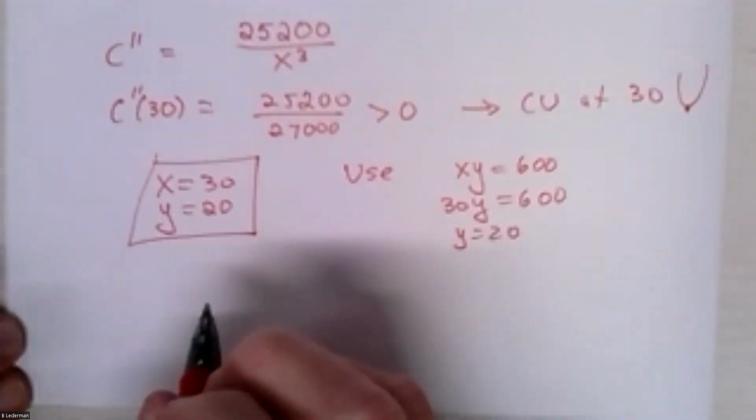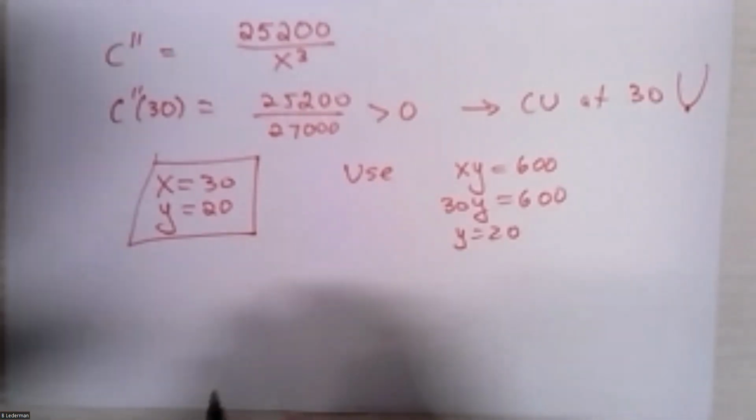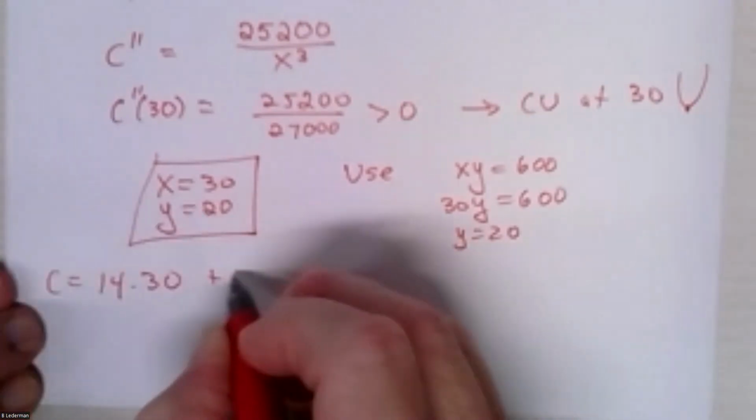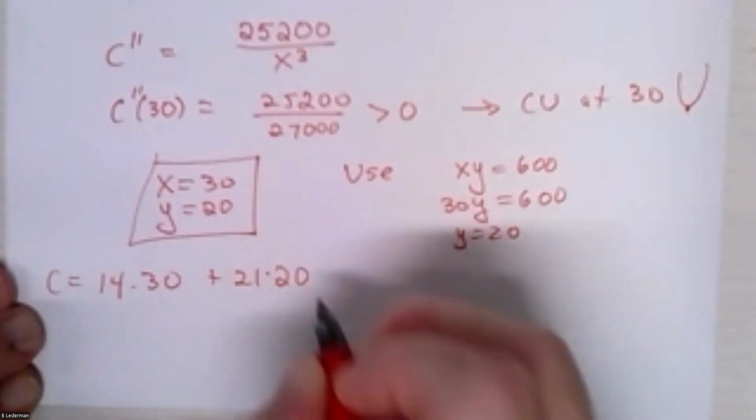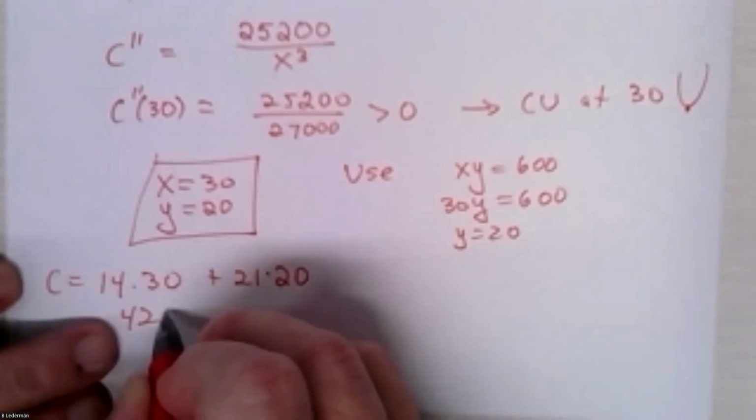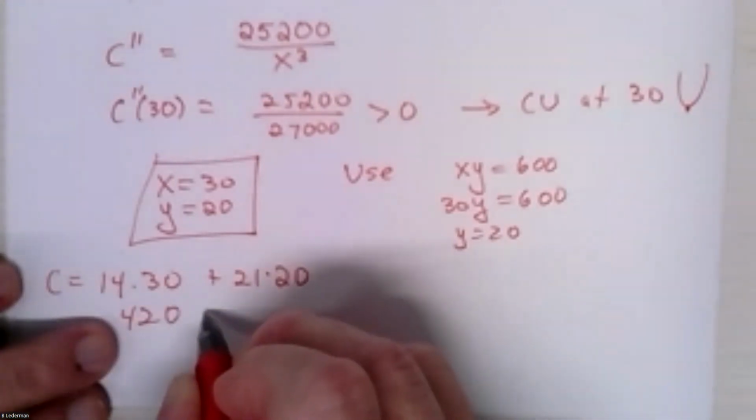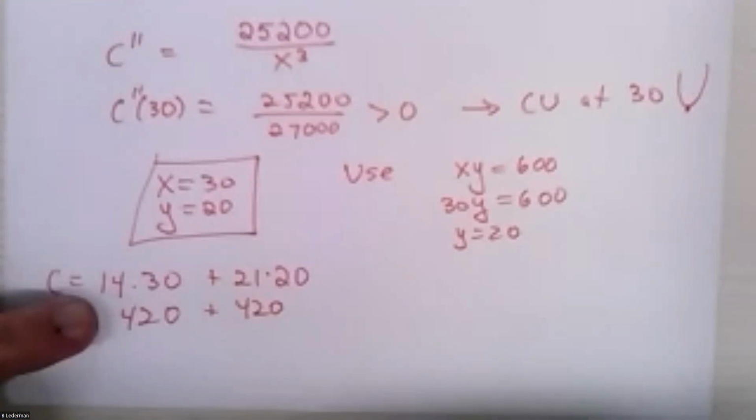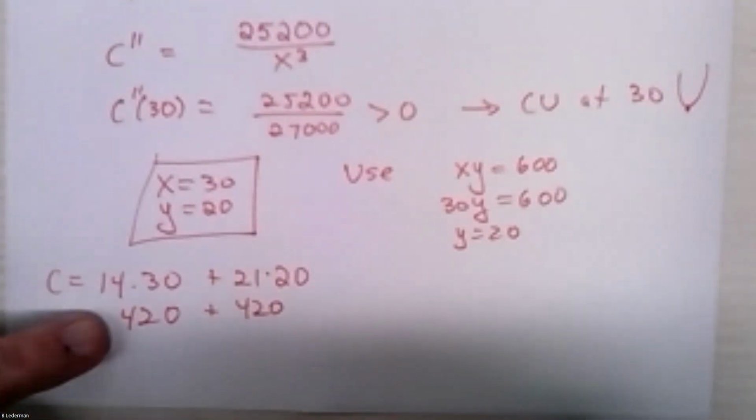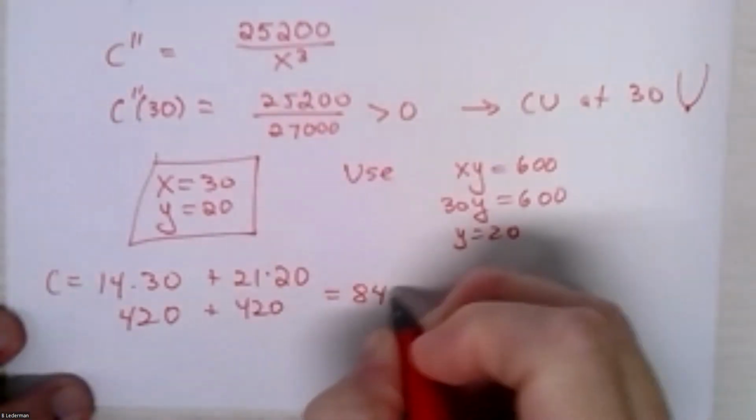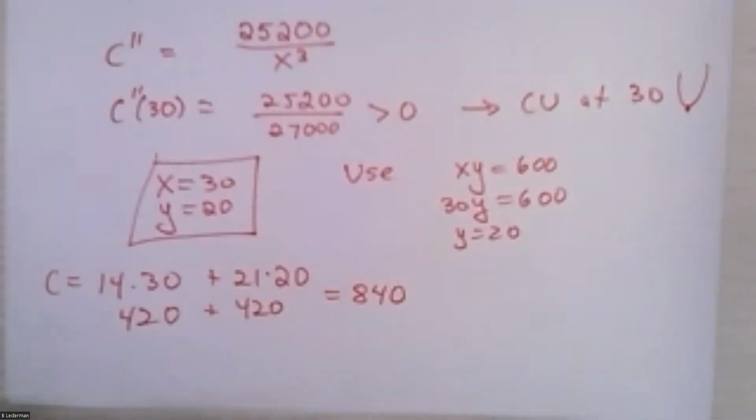So the actual cost is equal to 14x plus 21y. 14 times 30 is 420, and that's going to be plus 14 times 30, 420. That's amazing. Which, of course, equals 840. So this is going to cost you $840 if you construct a wall in this manner.